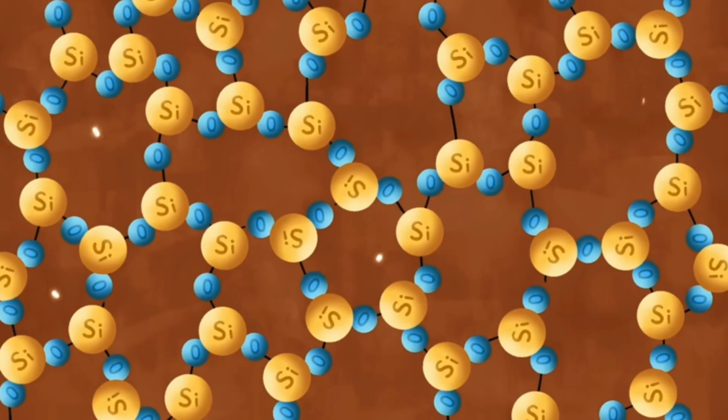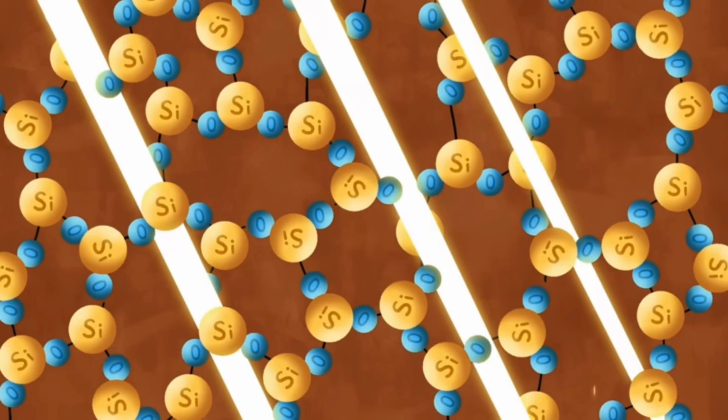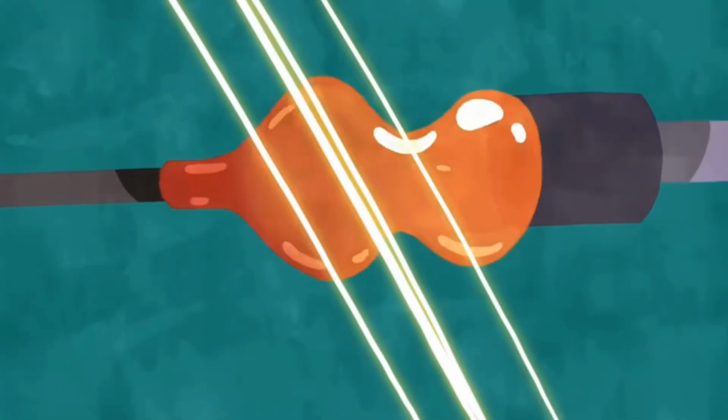This makes the surface of glass uniform on a microscopic level, allowing light to strike it without being scattered in different directions.